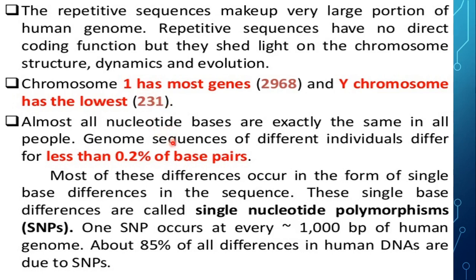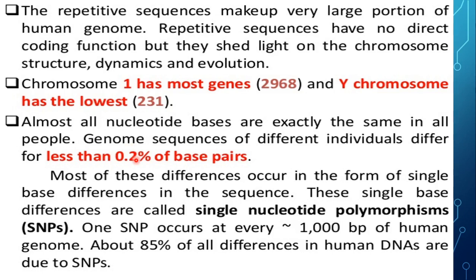All nucleotide bases are the same in all people. In all of us, the bases are the same. In those repetitive DNA, the number of repeats is different, but other than that, we are talking about the coding regions. So all nucleotide bases are the same in all people. What differs? Genome sequences differ only for less than 0.2% of base pairs. So we differ only in 0.2% of base pairs. Otherwise, all the base pairs of all the humans on this earth are the same.